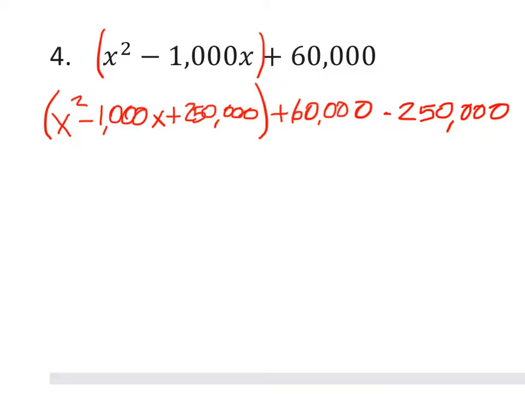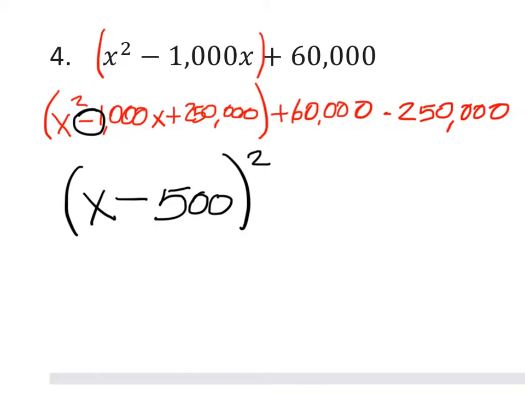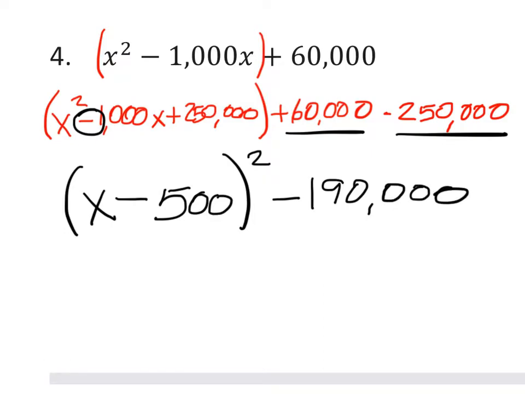Write the proper form. Quantity squared of x minus half of 1000 is 500. Close the quantity, put the square symbol on it. And then 60,000 minus 250,000 is minus 190,000.